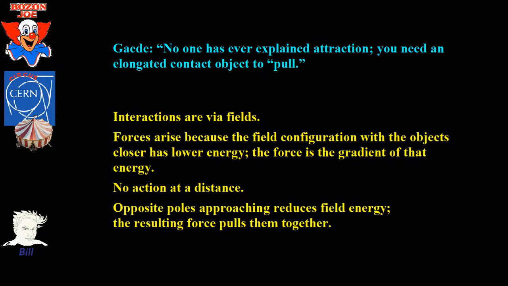You need to put a physical object. You have to draw it. You have to illustrate it, okay? Opposite poles approaching reduces field energy. Opposite poles? You mean positive against negative? North against south? What is this? A civil war of some kind?